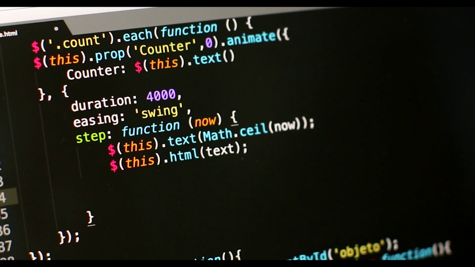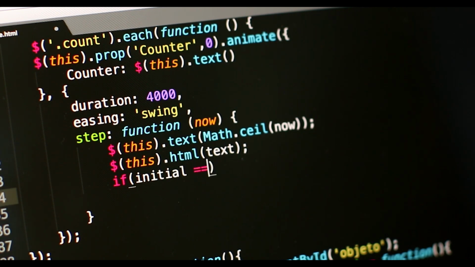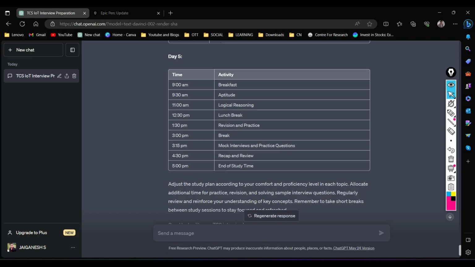Though we cannot get the exact questions asked in the interview, we can prepare for the most frequently asked questions, which in turn helps us to prepare for solving any sort of programming-related questions. So now we can ask ChatGPT for the most frequently asked programming-related questions. What I will do is give the prompt over here like this.